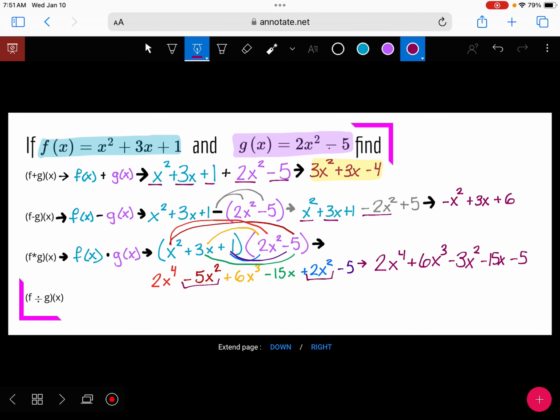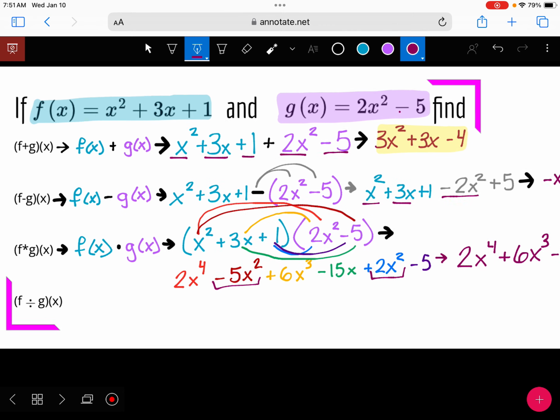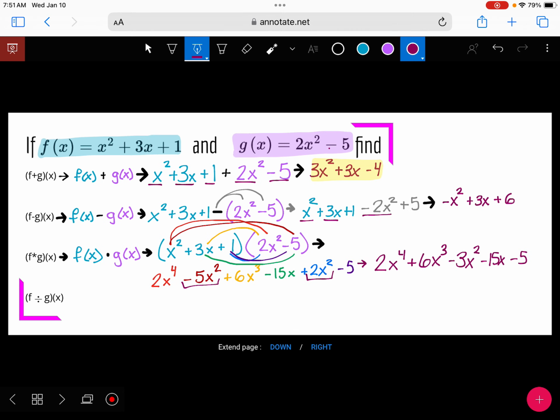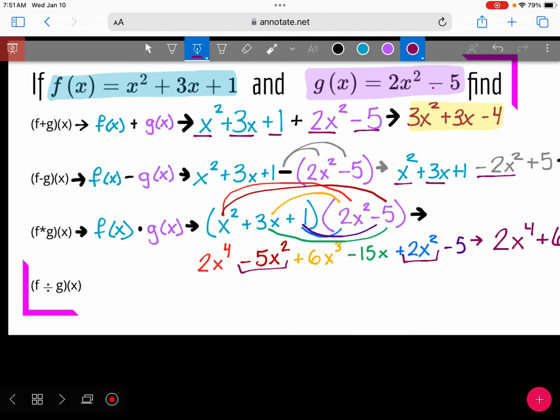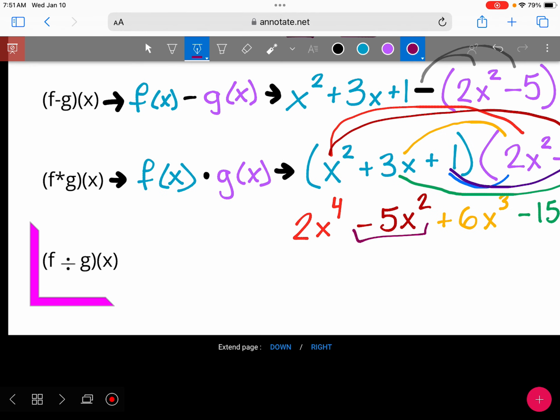The multiplication ones are probably going to be the ones that take the longest when they have polynomials like this. The division will be the shortest because we're just going to write it out and call it good. Questions on the multiplication one? Okay, let's do the last one, the division, and then we'll talk homework because we don't have time to do a whole nother set. I don't want to go halfway.